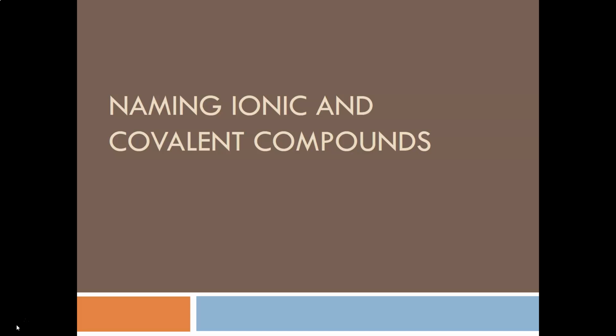Hello everybody, this lesson is going to go over how to name ionic and covalent compounds. One thing I want you to really understand from the beginning is that naming substances takes a lot of practice. There are a lot of unique combinations of atoms and names that require you to do some practice so that you're exposed to some of the patterns. I'm going to go over all the general rules. And then the biggest thing that we have to do is practice, practice, practice.